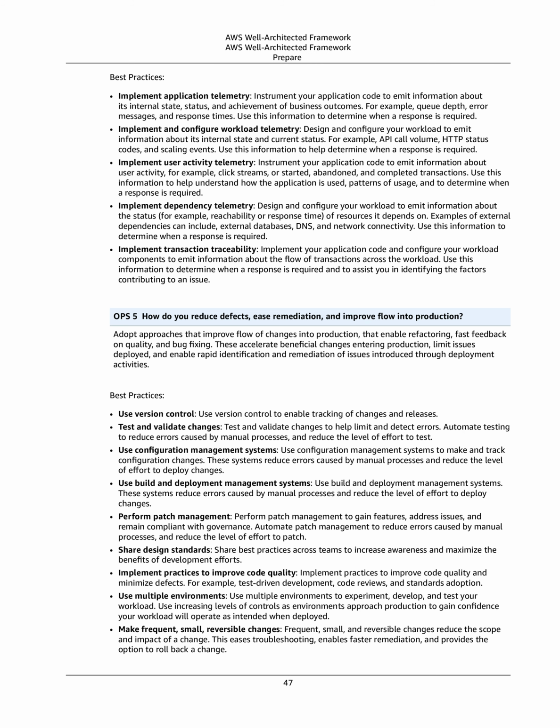Implement dependency telemetry. Design and configure your workload to emit information about the status, for example, reachability or response time, of resources it depends on. Examples of external dependencies can include external databases, DNS, and network connectivity. Use this information to determine when a response is required.